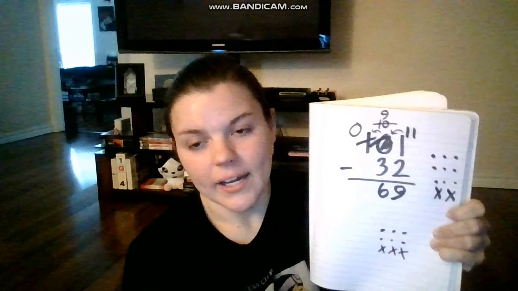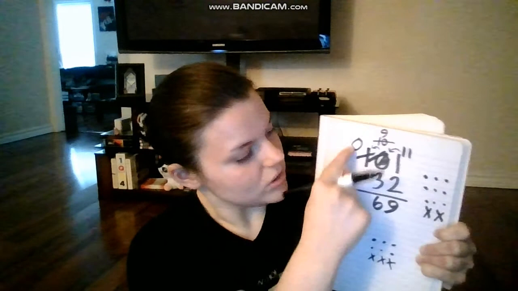And then right here, we only have a 0 in the hundreds place. So 0 minus nothing, well, there's nothing there. So if you want to, you can just put a 0 there. You don't have to, because our number is just 69. So 101 minus 32 equals 69. Remember, you're borrowing.